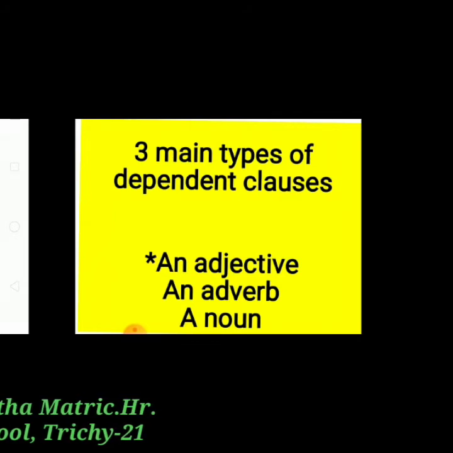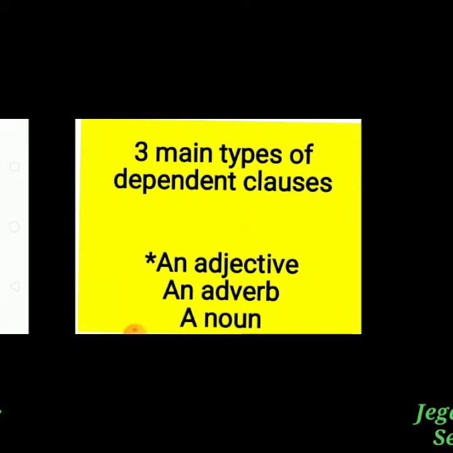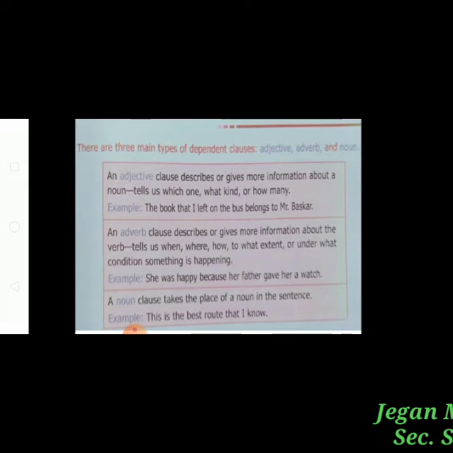Next one, an adverb clause. An adverb clause describes or gives more information about the verb. An adjective gives more information about a noun. An adverb gives more information about the verb. It tells us when, where, how, to what extent, or under what condition something is happening. Example, she was happy because her father gave her a watch.